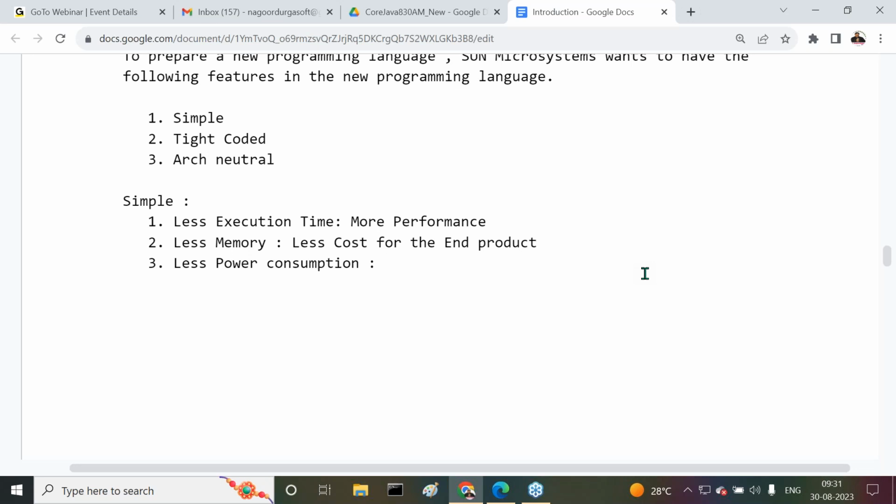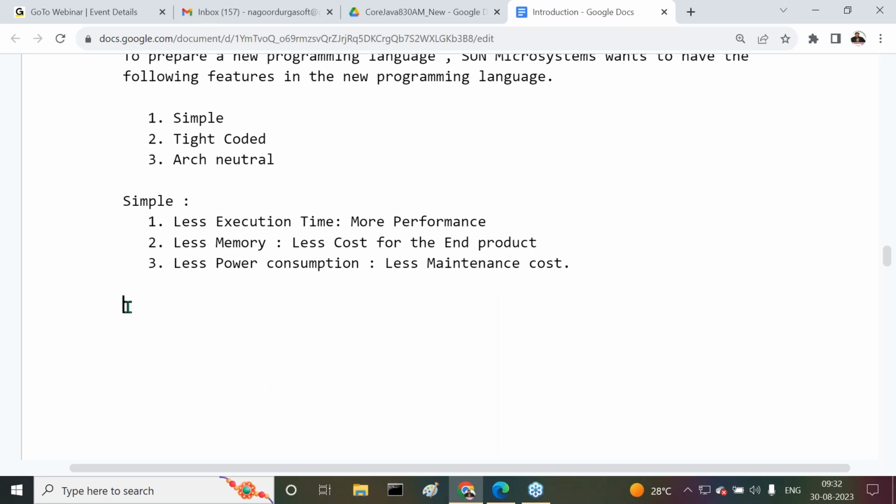All right, sir. Now here the point is this: Sun Microsystems wanted to prepare a new programming language that must have less power consumption, less energy consumption. It should have less interaction with the hardware components, and within that less interaction it has to perform the required activities. Because of this, Sun Microsystems wants to prepare a new programming language with less power consumption, in order to provide lesser maintenance cost.